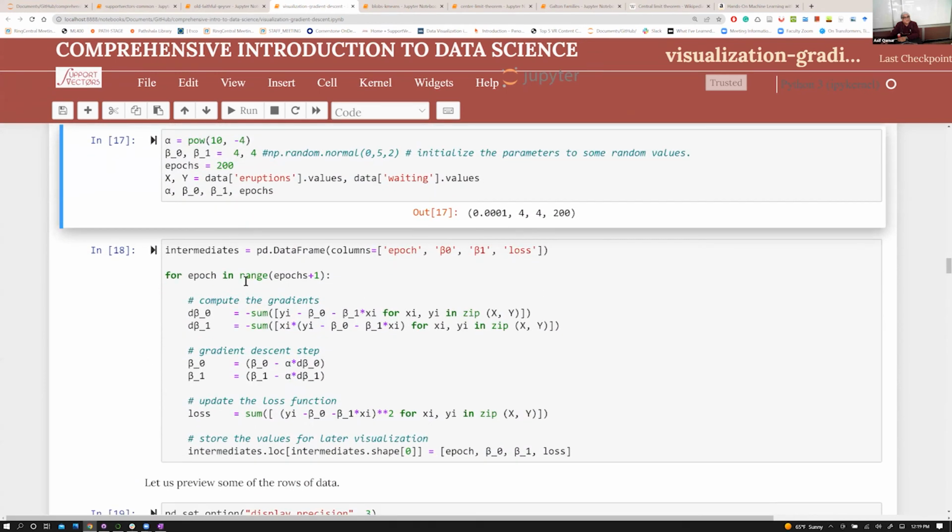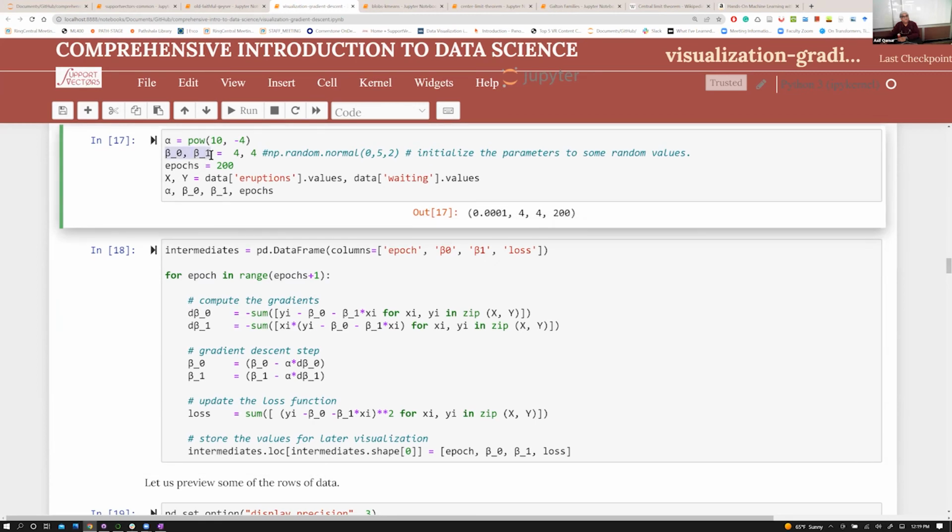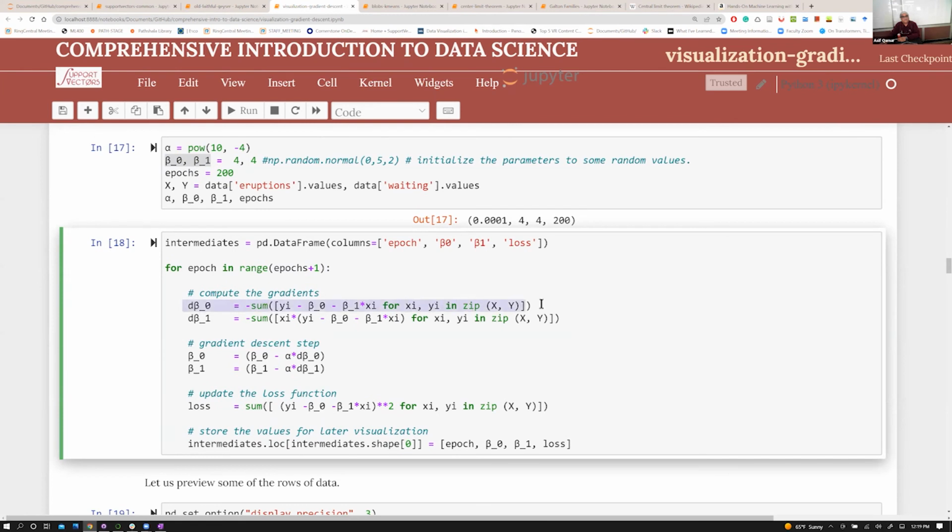So now this is just a little table of intermediate values. At each epoch, what is the value of beta, what is the loss, etc. And so what do you do? You take 200 steps. For each step, what do I need to compute first? The gradient at this point. Whatever value of beta is in the beginning, this will be your value of beta naught, beta 1, right? Just start with that and just update it.